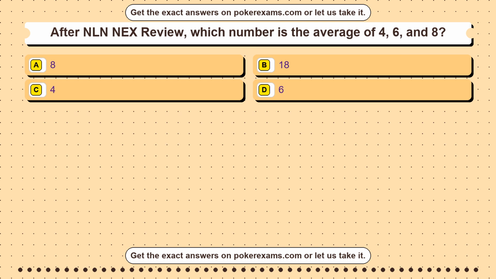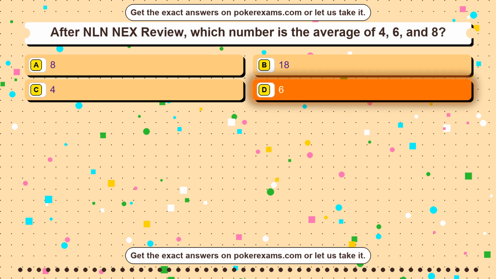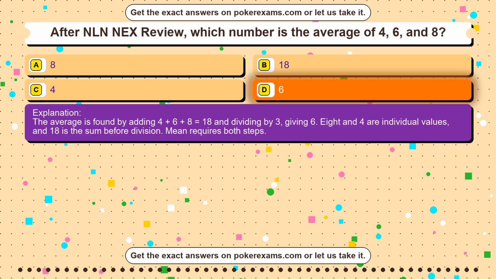Question 46. After the GED reading practice test, which angle measures exactly 90 degrees? Option A, acute angle. Option B, obtuse angle. Option C, straight angle. Option D, right angle. The correct answer is option D. A right angle measures exactly 90 degrees. Acute angles are less than 90, obtuse angles are greater than 90 but less than 180, and straight angles measure 180. The exact measure identifies the type.